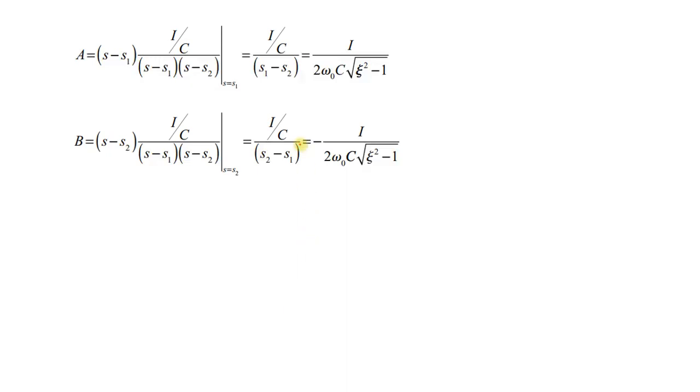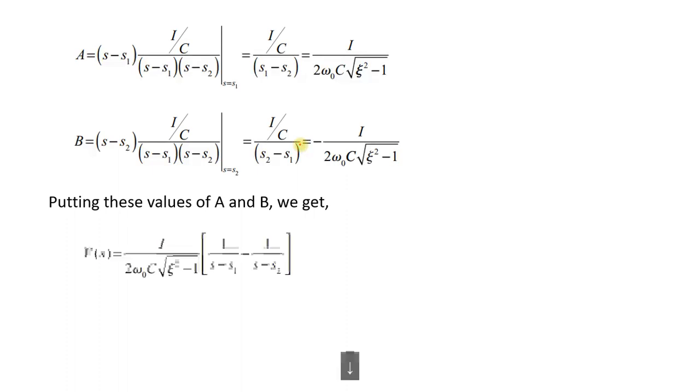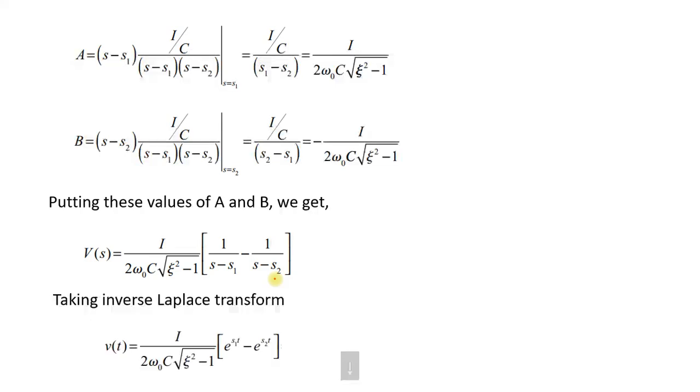Substitute these values of A and B in the voltage equation V(s). So this is the value. If you take the inverse Laplace transform of this equation, we get the value of v(t). Here the format is 1 by s minus a and 1 by s minus b. If you take the inverse Laplace transform, it is equal to e to the power s1 t, and here e to the power s2 t. The other terms remain the same.